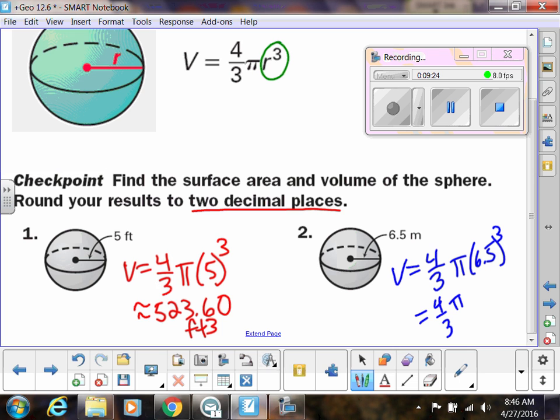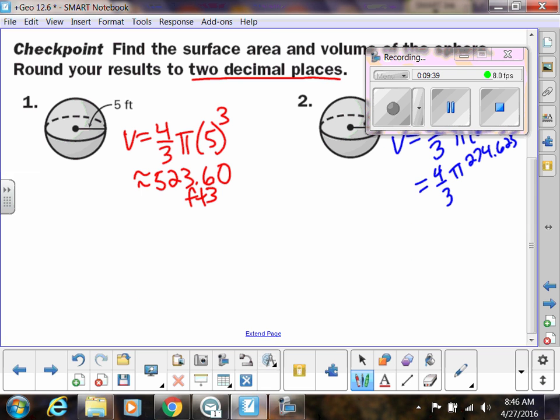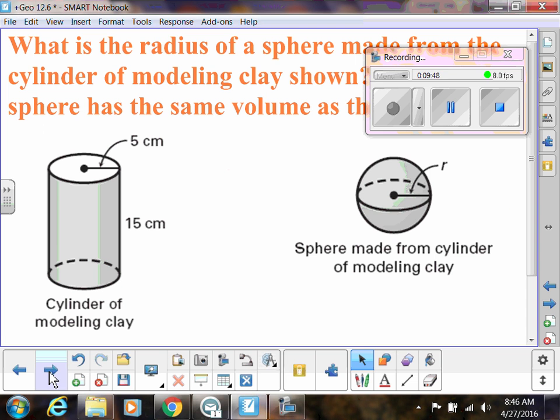So 6.5 to the 3rd power is 274.625. And then we're going to multiply by 4/3, and then by pi. So I'm getting approximately 1150.35 units cubed.